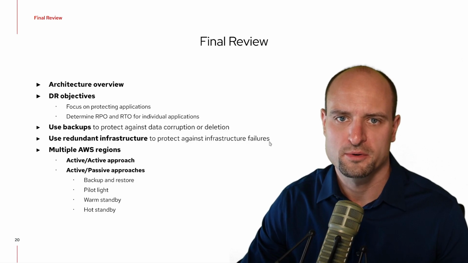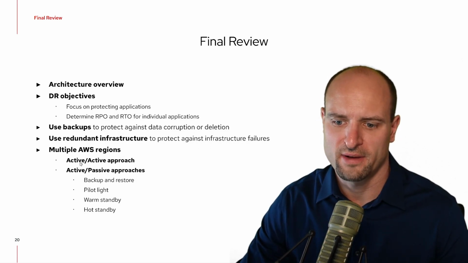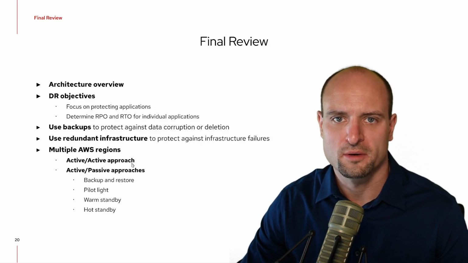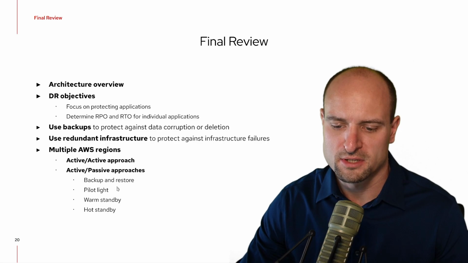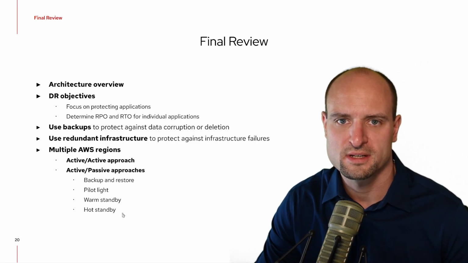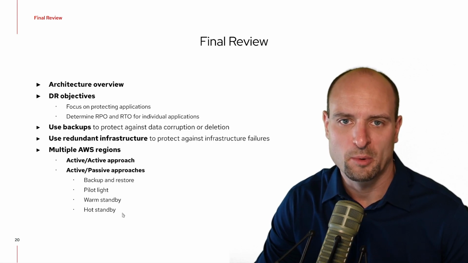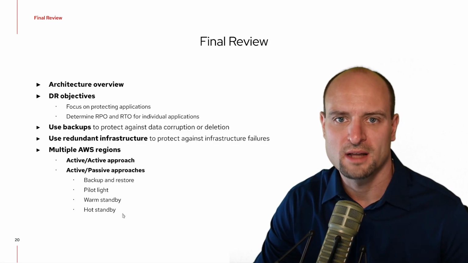There are several approaches for multi-regional disaster recovery. We discussed the active-active approach, and we also reviewed several active-passive approaches like backup and restore, pilot light, warm standby, and hot standby. In the second video of this series, I'm going to discuss the application traffic routing as well as data replication between regions in more detail. I will include the link down below.